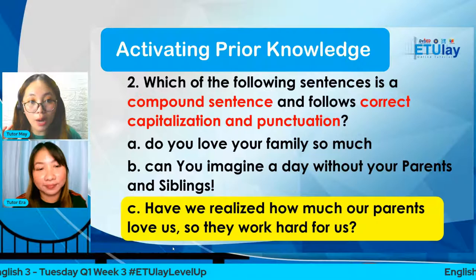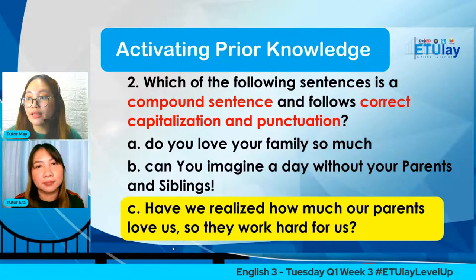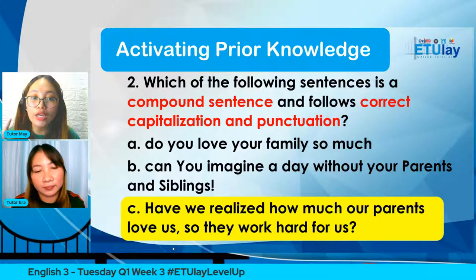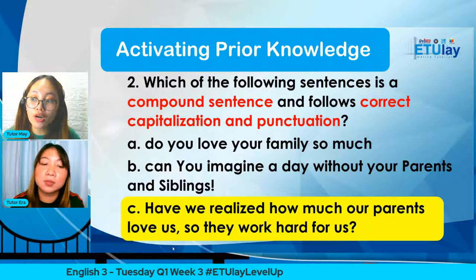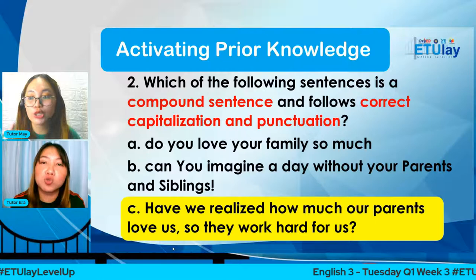Why is it a compound sentence again? Because we have two complete thoughts. This sentence is a question, because we have a question mark, and we call this a compound question. What is the first complete thought, teacher May? Have we realized how much our parents love us? That's a complete thought. Next one, they work hard for us. That is also a complete thought joined by the coordinating conjunction so. So if you answered letter C, wow, you still remember our lesson last time.